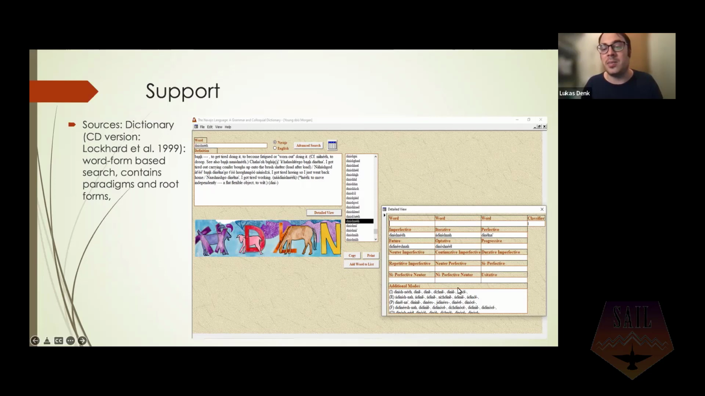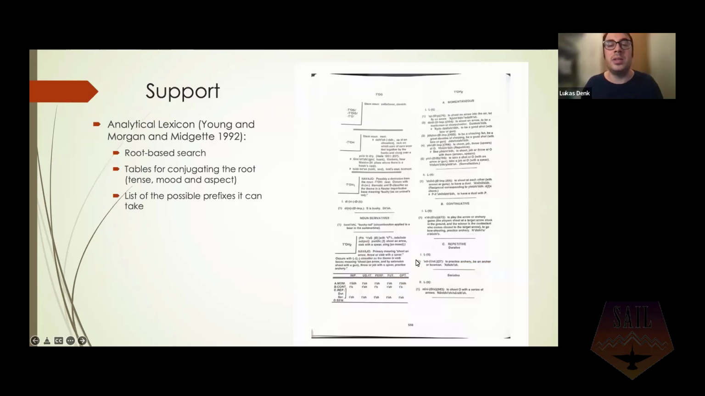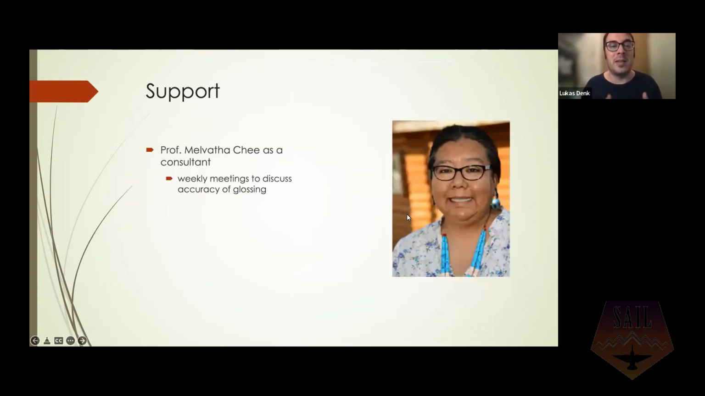It contains also some conjugation tables and so on, but then I also use another resource because I'm not a native speaker and now it's really complex. Root-based dictionary where you find the root and then the conjugations and then the prefixes that come with it. I also am very glad to have the support of Professor Meredith Chi, who's a native speaker, and we meet every week to discuss some of the more challenging words that I have not found in the dictionary.